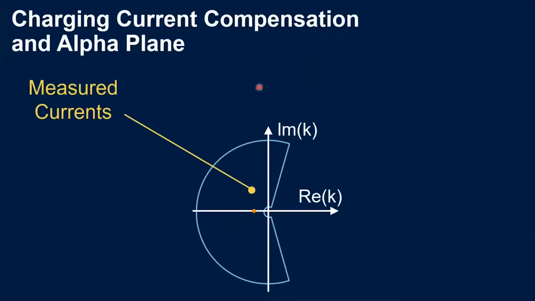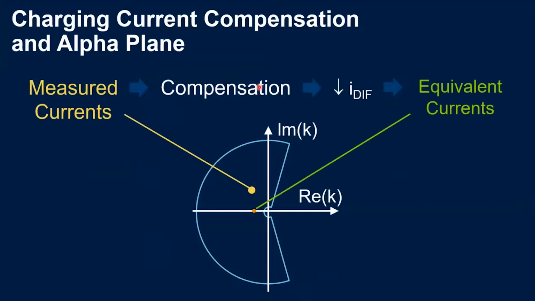Seen on the alpha plane, we have a measured current. We do the compensation, the differential current which is created by the charging current is subtracted from the total, and we end up with an equivalent current which will be closer to the ideal blocking point. Okay, this will stop us from having possible misoperations due to this phenomenon, and increase the sensitivity of the protection, since we don't have to increase our differential threshold to let this current pass.